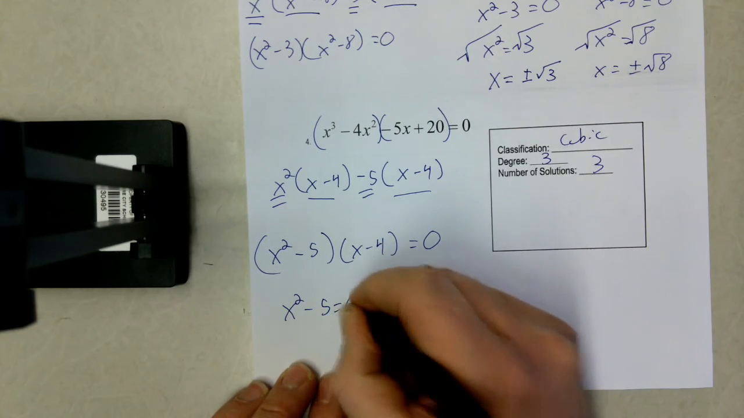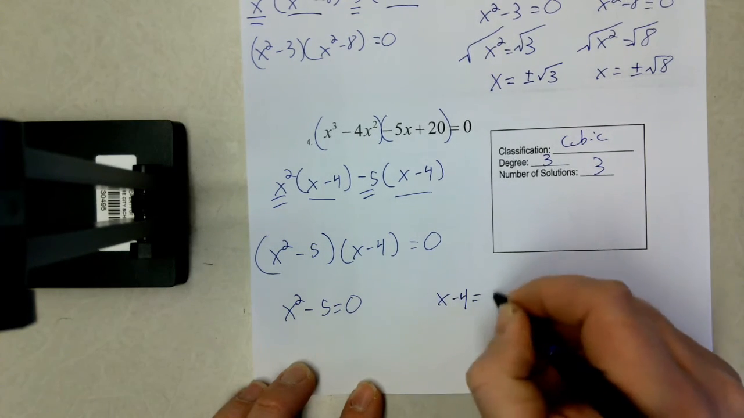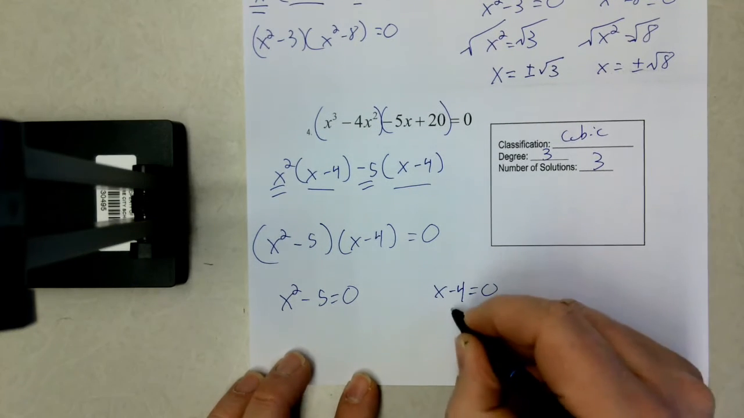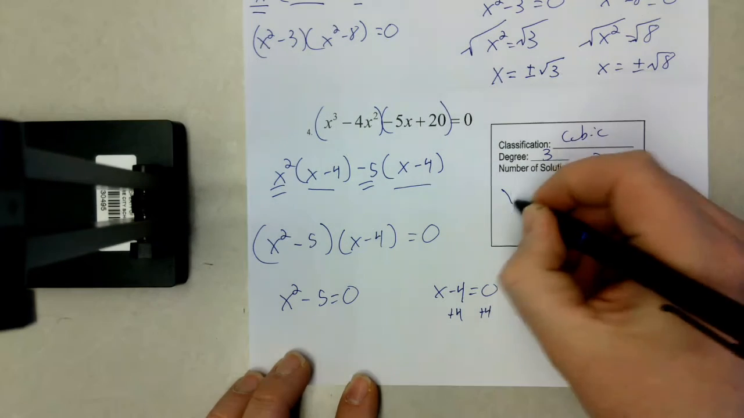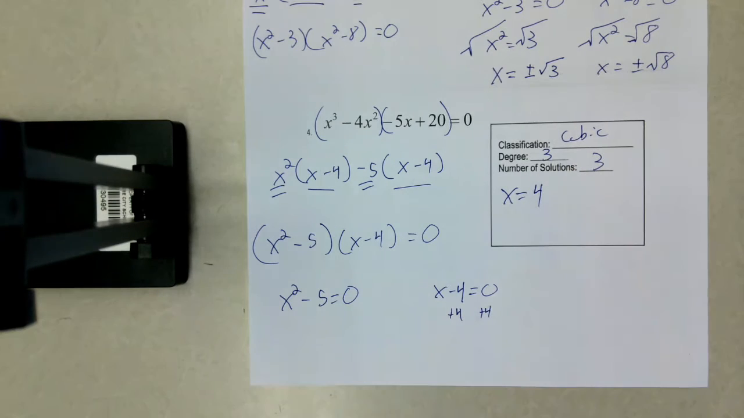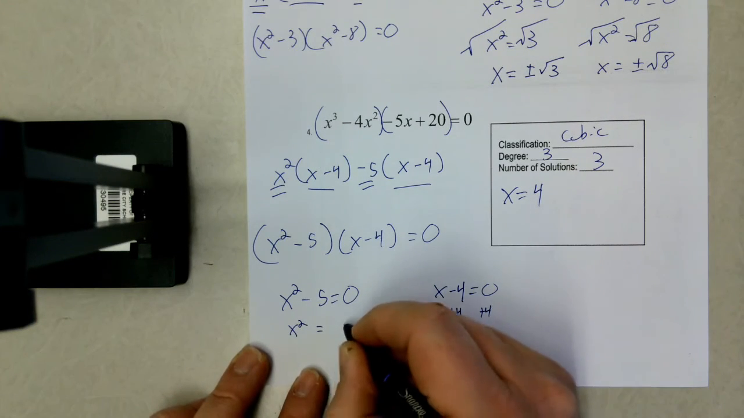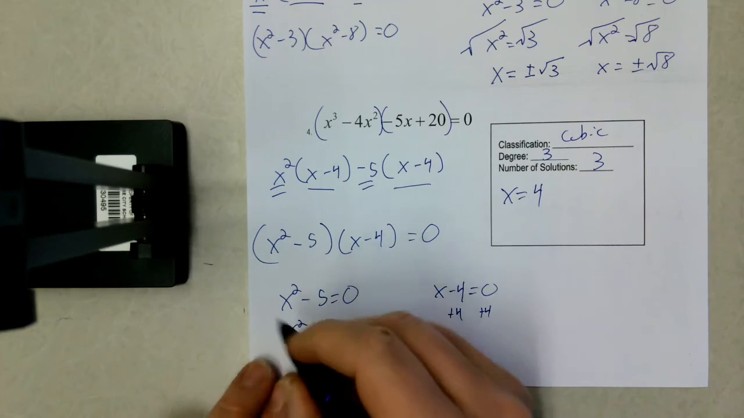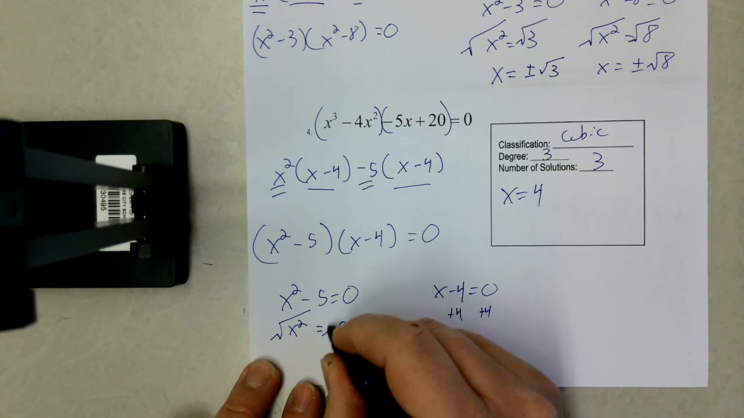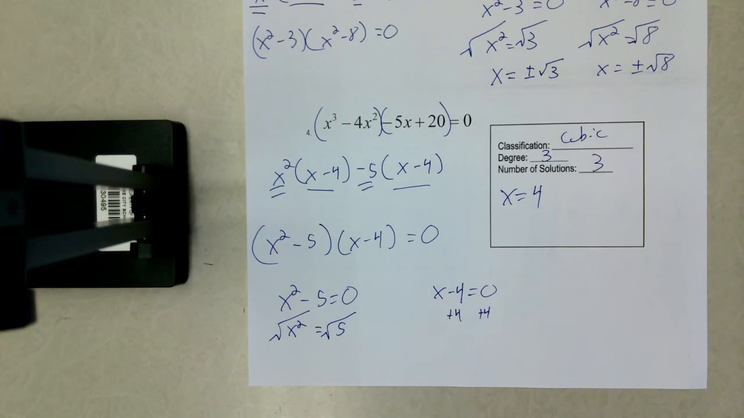X squared minus 5 equals 0. X minus 4 equals 0. Well, this one's the easy one. Add 4, add 4. My first solution is x equals 4. Here I'm going to add 5 to both sides to simplify. And just like we've been doing, get rid of that square by taking the square root of both sides.